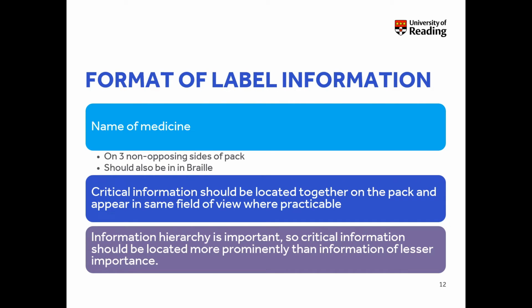And then if we think about the format of that information, that's on the label. So if we're starting to think about the name of the medicine, it's required to be on 3 non-opposing sides of the box. So ideally, wherever the patient is looking, they should be able to see the name. There should also be a print of the medicine name in Braille, and that can be on the front or back, and it's for those patients who have impaired sight. So it's really, really important that you don't cover this Braille with your dispensing label.